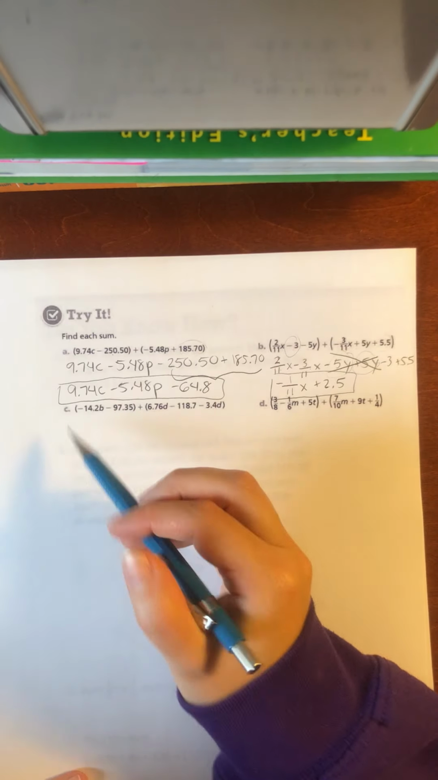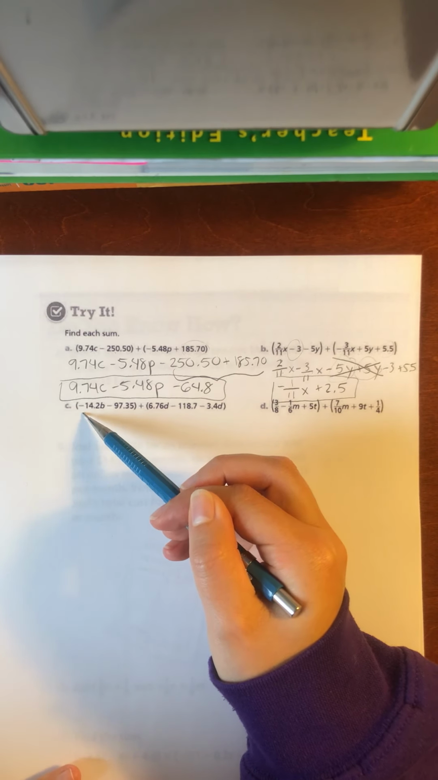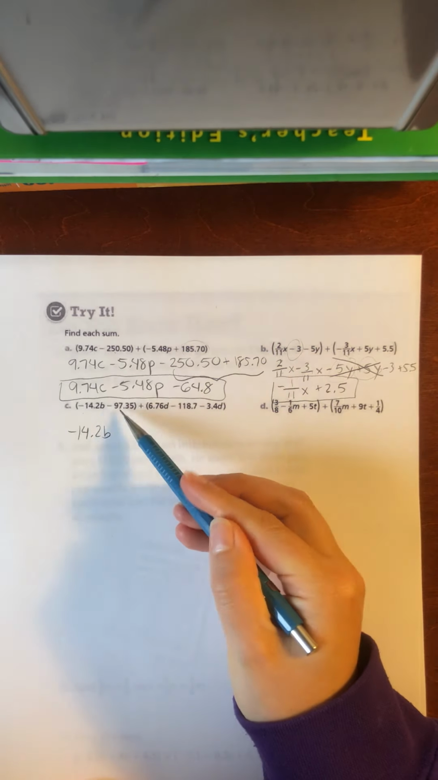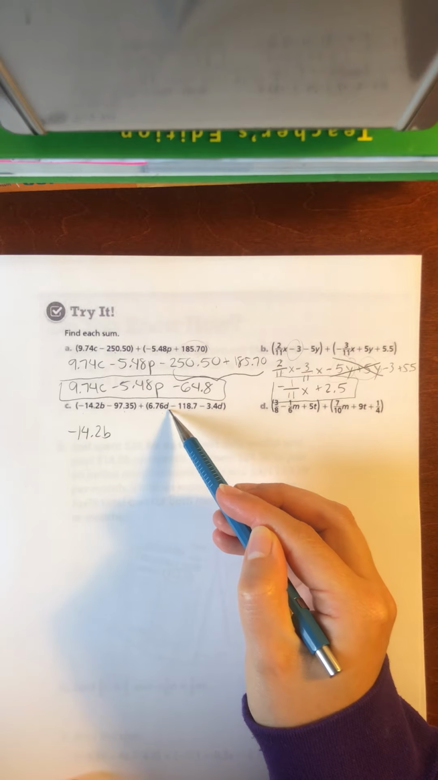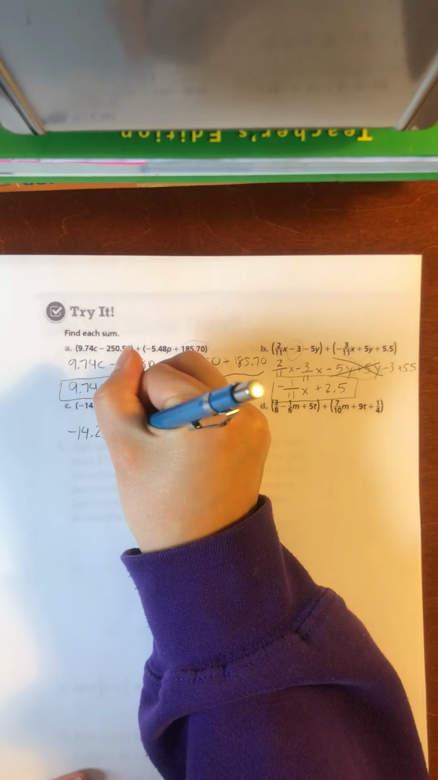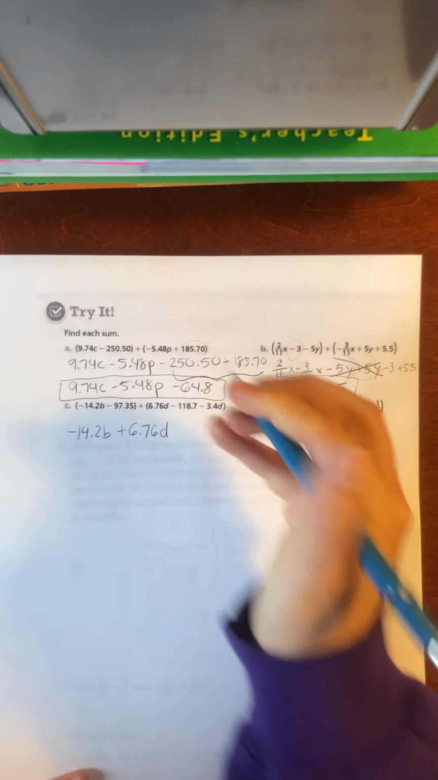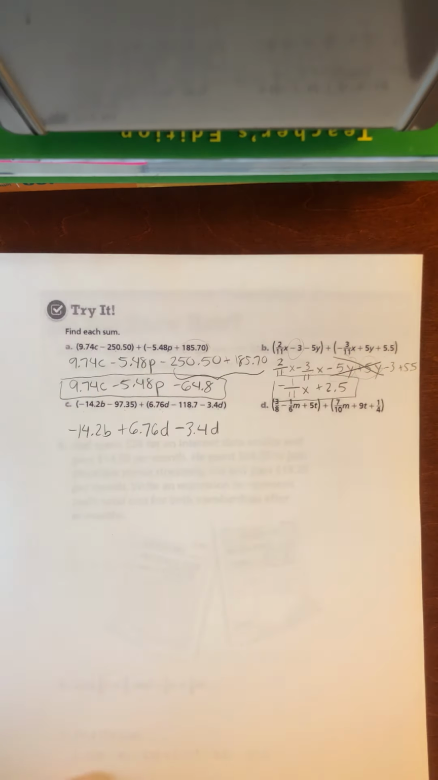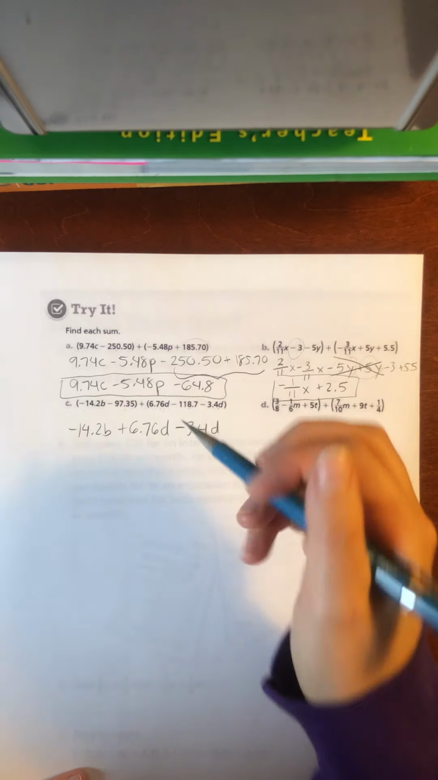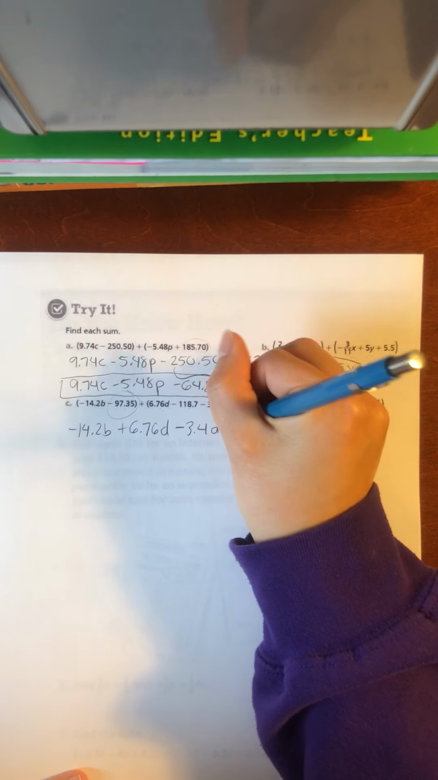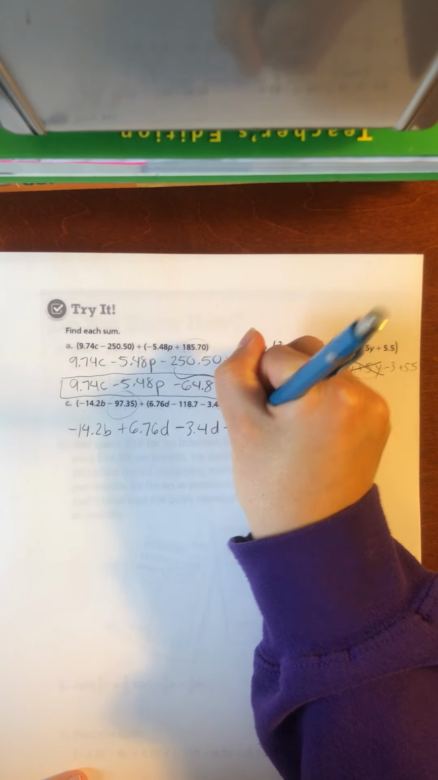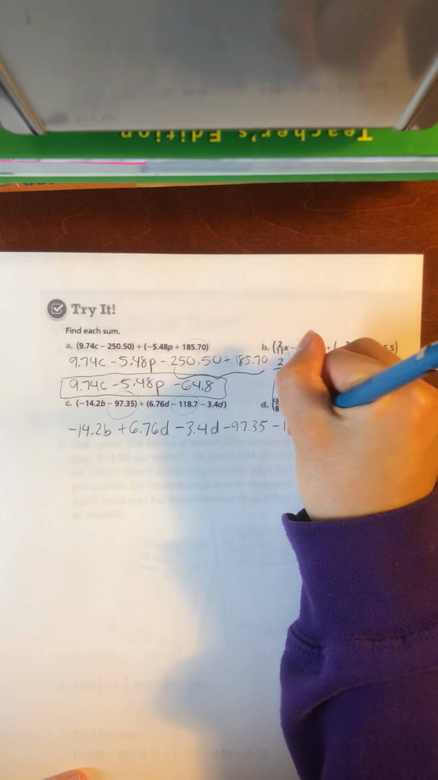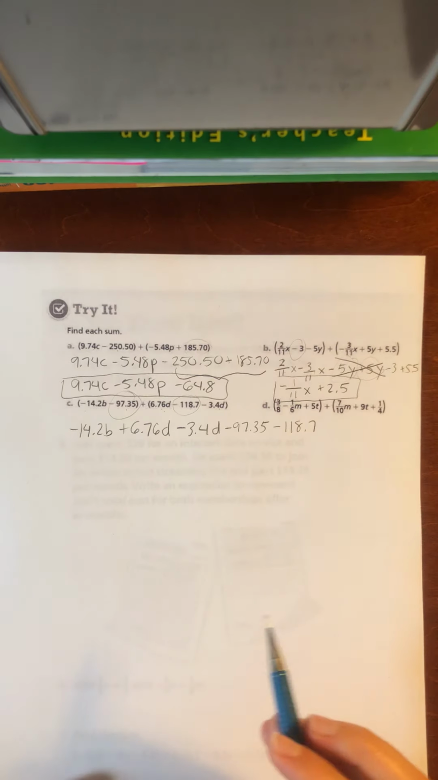Next, let's put our like terms together. So -14.2b, that doesn't go with anything, there's no b's here. We'll put our d's together, plus 6.76d minus 3.4d. And then we'll put our constants together. So -97.35 and -118.7.